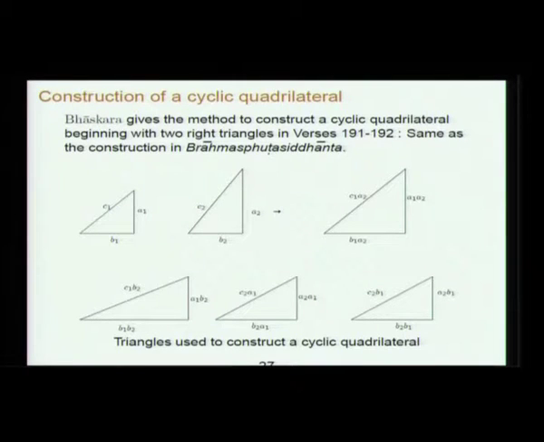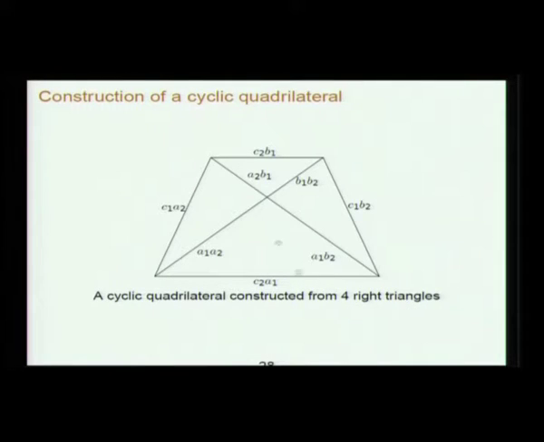Then it goes on to the construction of a cyclic quadrilateral. The same method as given in Brahma-Sputa Siddhanta is given. You start with two right angle triangles B1 A1 C1 and B2 A2 C2. Then construct 4 triangles from that. This triangle is increased by a factor of A2, and then by a factor of B2, and similarly this is increased by a factor of A1, and this by a factor of B1. Place the triangles like this. This is the cyclic quadrilateral which has been discussed earlier.